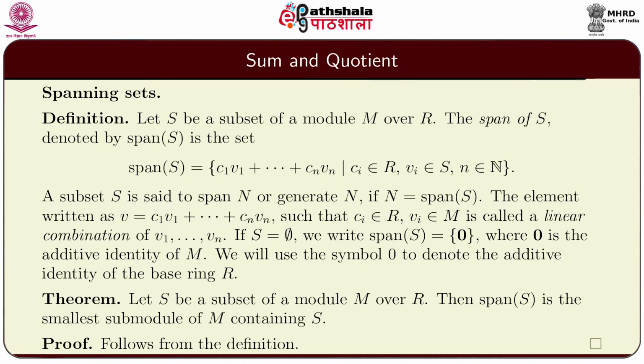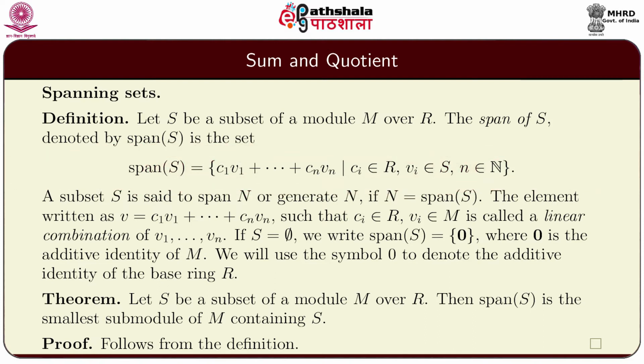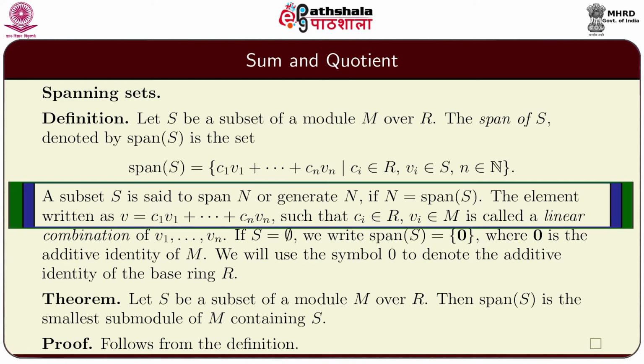Now first we introduce the notion of spanning sets. This will also be similar to that in vector spaces, and then gradually proceed towards the notion of linear independence, free modules, etc. Let us see. Definition. Let S be a subset of a module M over R. The span of the set S, denoted by span S, is the set of all linear combinations c1 v1 plus and so on plus cn vn, where ci's are coming from the base ring and vi's are in the set S, and n is running through the set of natural numbers. A subset S is said to span M or generate M if M is equal to span of S.